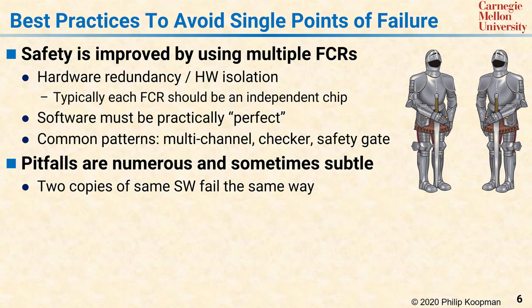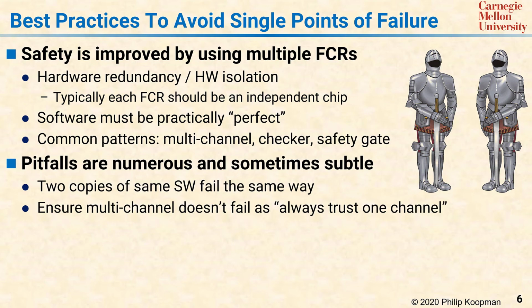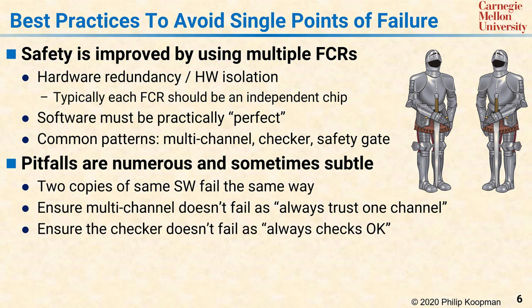It is important in a multi-channel architecture to make sure the system does not fail by always trusting one channel, even if that's the faulty channel. The safety gate architecture can have the same problem in that the gate can decide that it's always going to let the outputs through even if the checker tells it to shut down. In a doer-checker architecture, it is important to ensure the checker is actually working and has not failed in a way that just permits all outputs to go out whether safe or not.